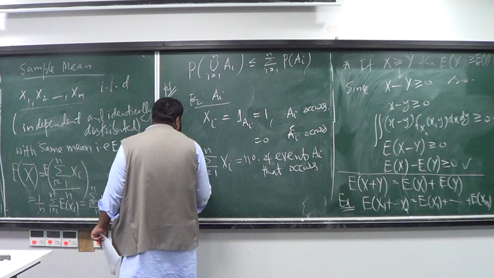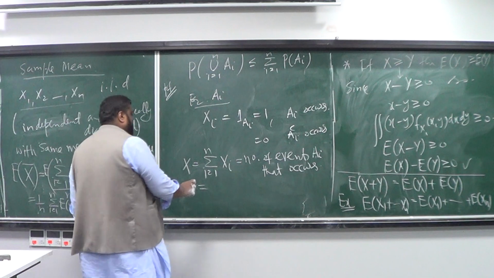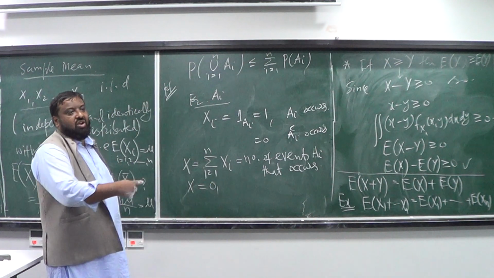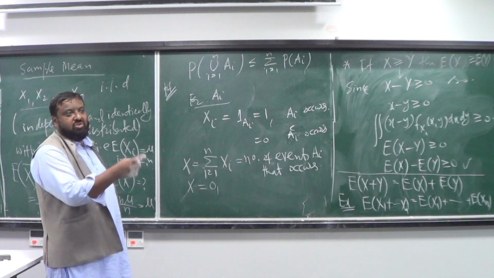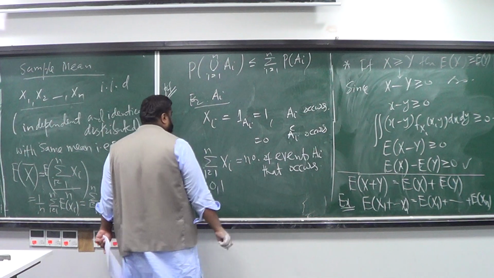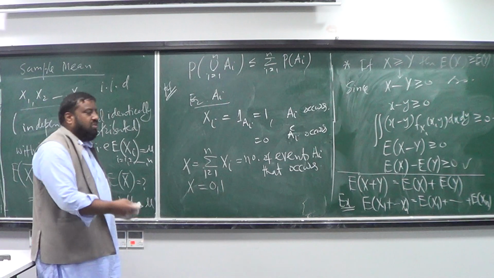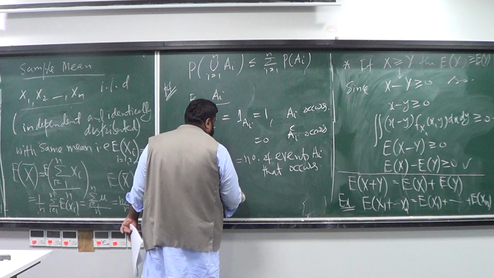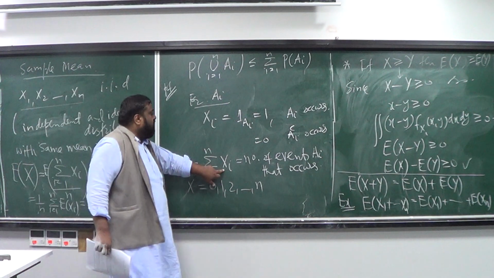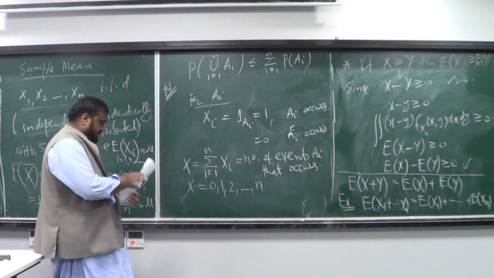Values x can take: it is possible that none of the Ai occurs, in which case it's going to take value 0. It is possible that one of the A1, A2, ..., An occurs, in which case it's going to take value 1 because the rest are going to be 0. Or 2 can occur, or even all can occur. If all occur, each one of the Xi will take value 1 and their sum is going to give you the value n.